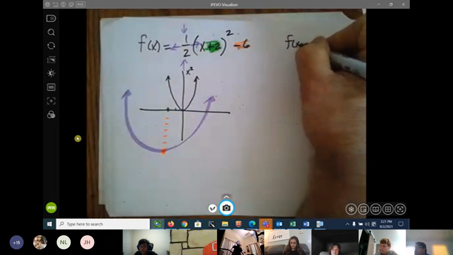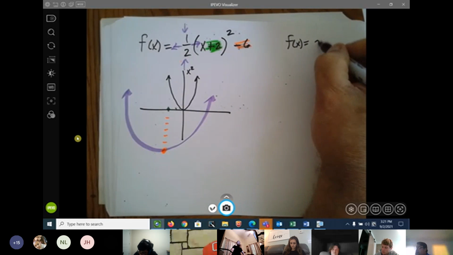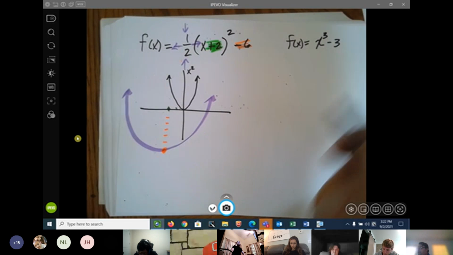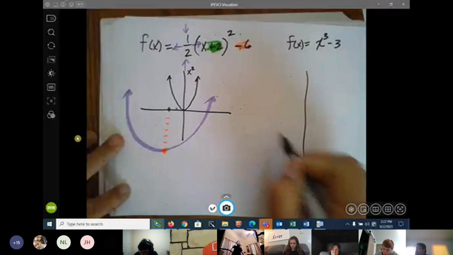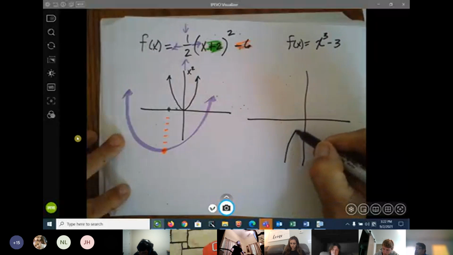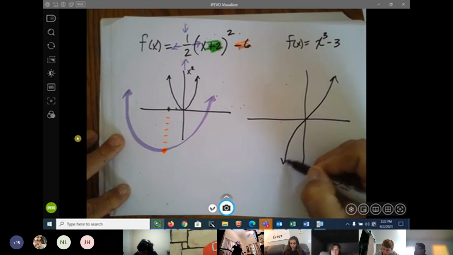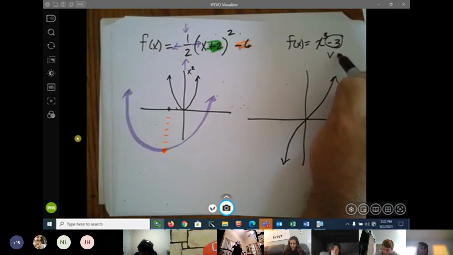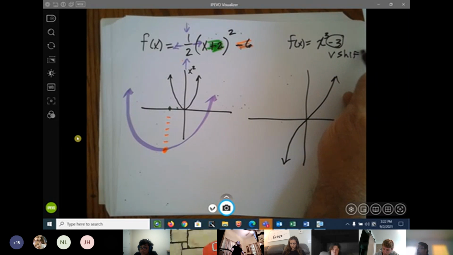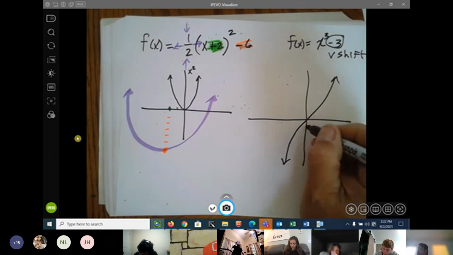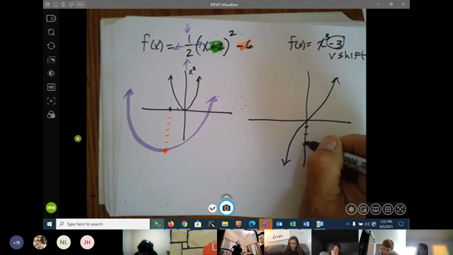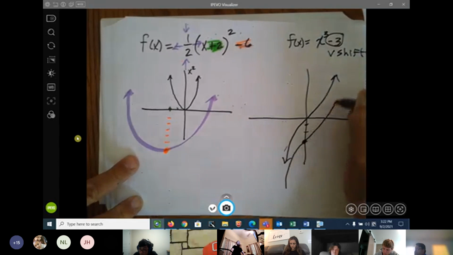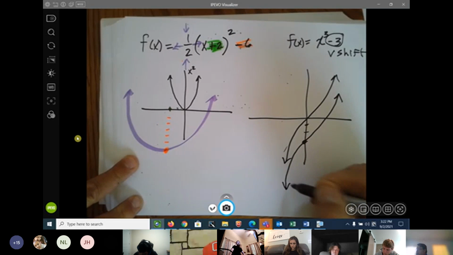F of x is equal to x cubed minus 3. Here, the parent graph looks like this. But we have a vertical shift of 3 down. So instead of it being at the origin, the actual graph is supposed to be right there.